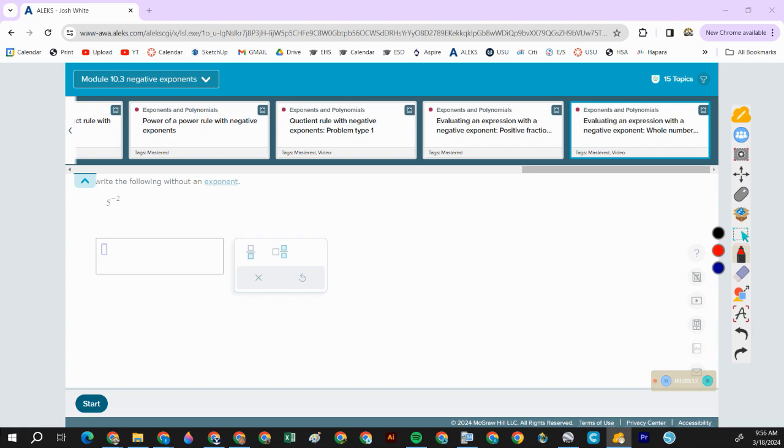All right. 5 to the negative 2 is the same thing as 1 over 5 squared. So that would just be 1 over 25.